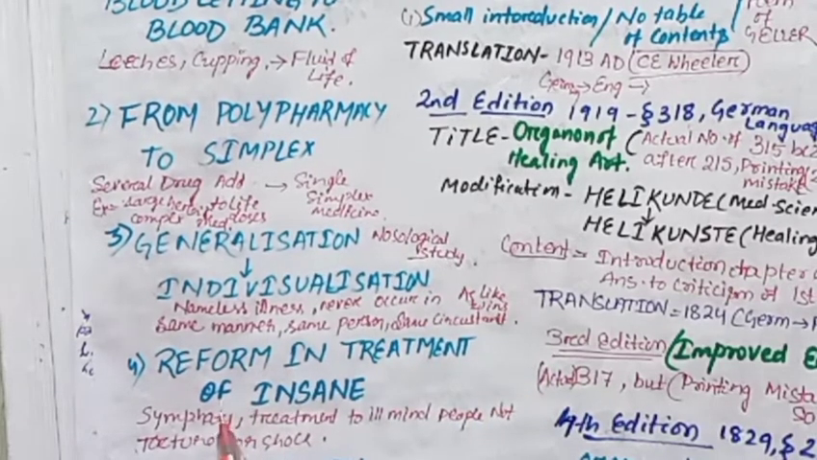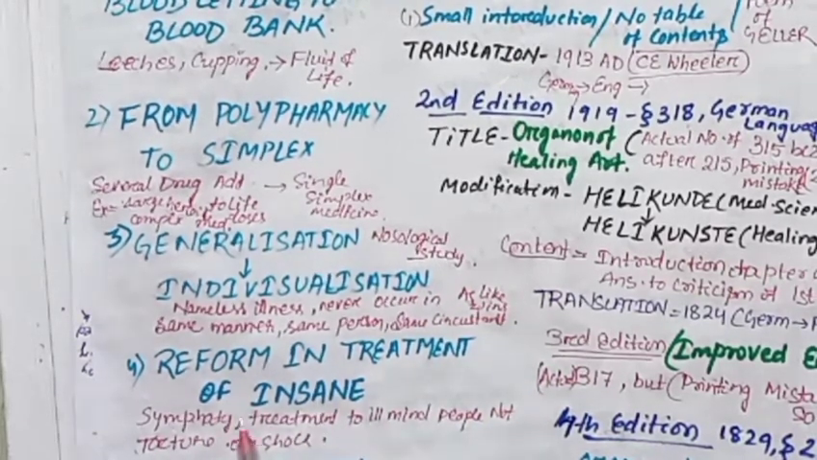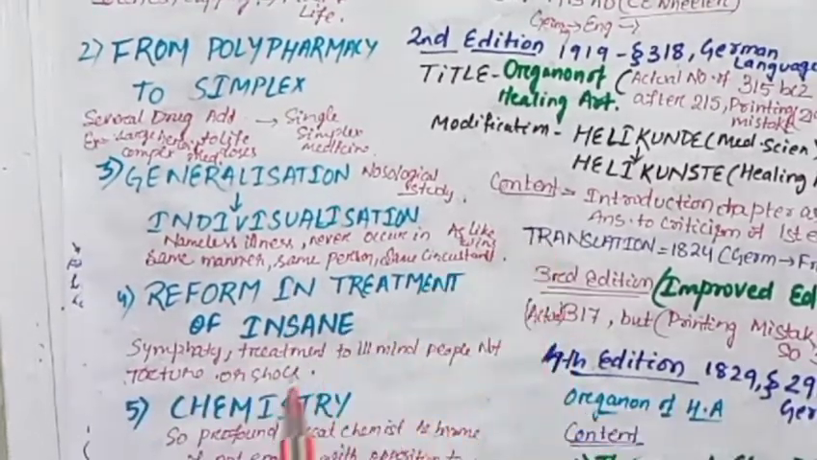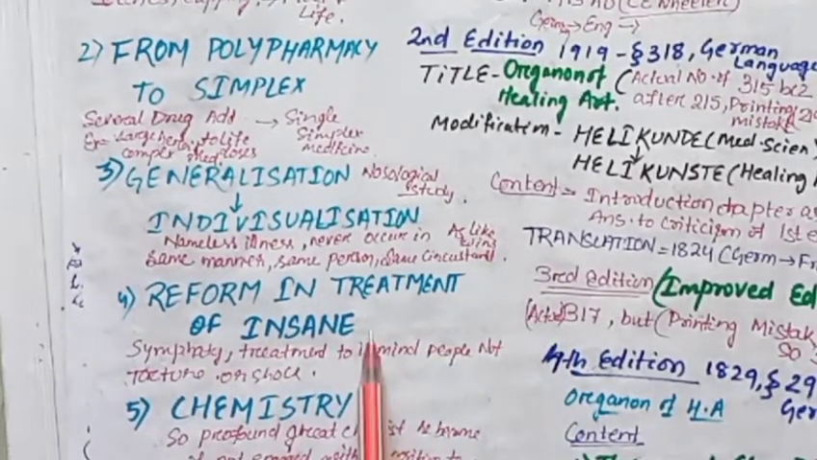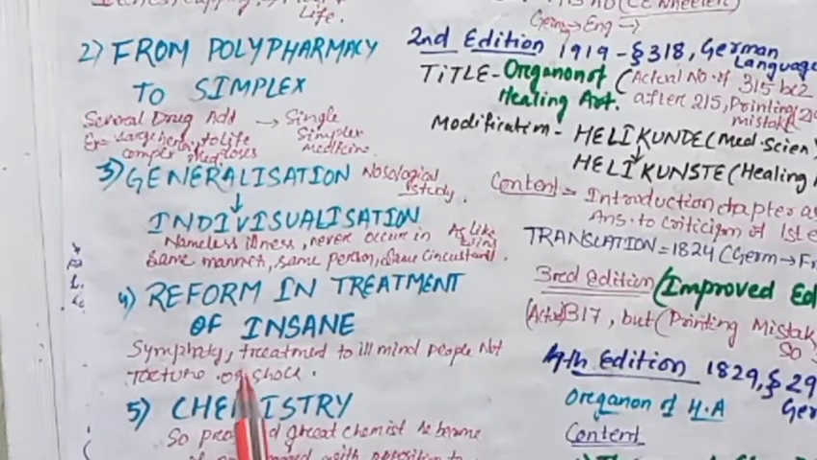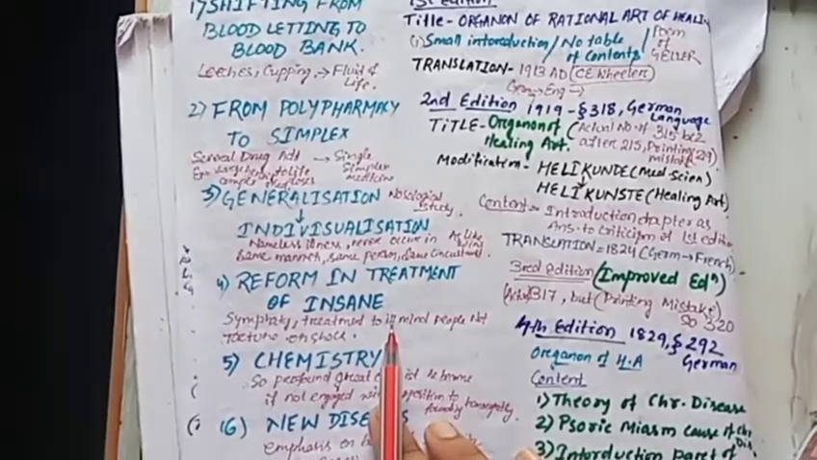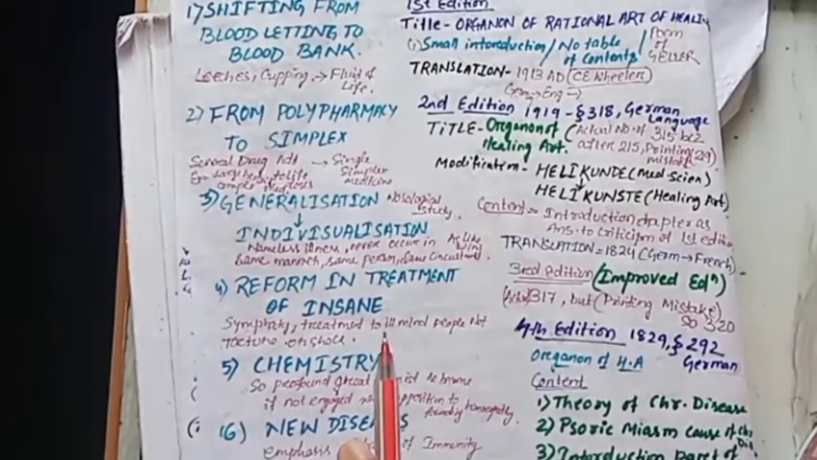Reform in the treatment of the insane. At that time the insane were treated by shock or torture, but Dr. Hahnemann converted this system into sympathetic treatment of the ill mind. Sympathetic treatment was given by Dr. Hahnemann. So these things also gave good results in practice.